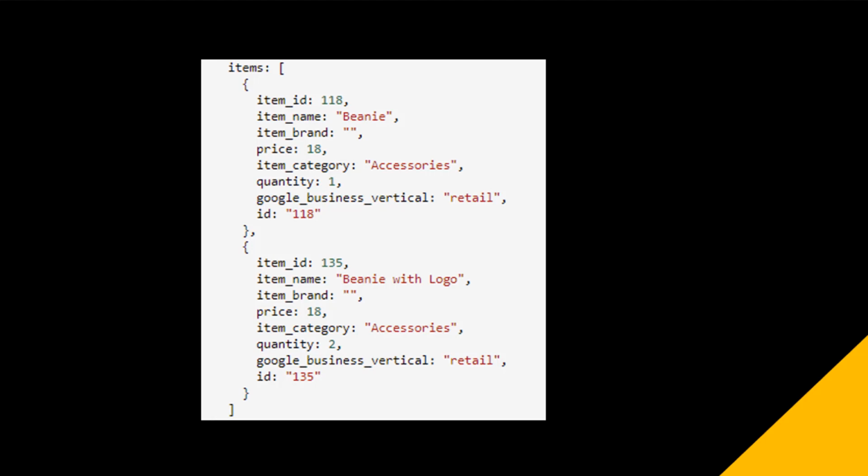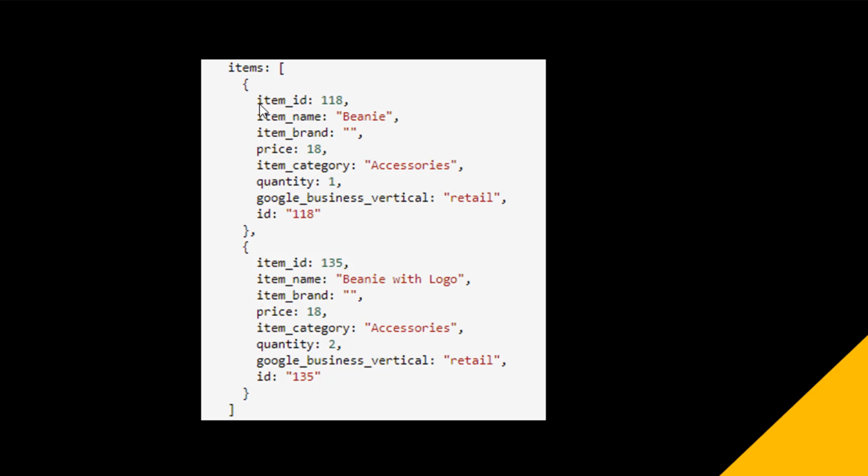Here is an example of an items array with two items in it. As you'll notice, the items are enclosed within curly brackets. So you have one item, a comma, and then the second item. These two items are enclosed within square brackets, which means they are part of an array. You can have up to 200 items in an items array.